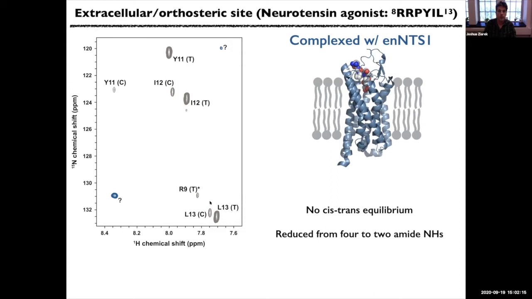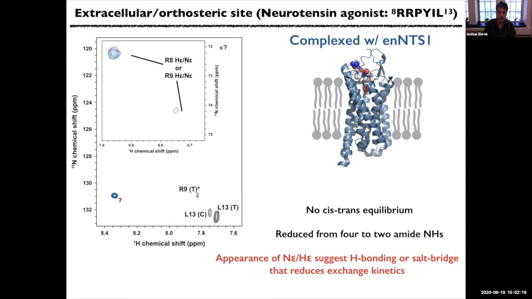But one cool thing that did pop up when we added in the receptor is the side chains. So we have these 2 arginines, arginine 8 and arginine 9, and we're able to see the epsilons of both of them when we add in the receptor, which obviously highlights that there must be some sort of hydrogen bonding or salt bridging that's going on that's reducing the exchange kinetics and allowing us to visualize these resonances.